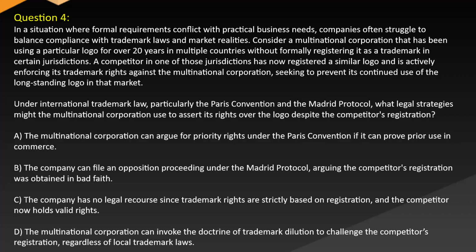Under international trademark law, particularly the Paris Convention and the Madrid Protocol, what legal strategies might the multinational corporation use to assert its rights over the logo despite the competitor's registration? A. The multinational corporation can argue for priority rights under the Paris Convention if it can prove prior use in commerce. B. The company can file an opposition proceeding under the Madrid Protocol, arguing the competitor's registration was obtained in bad faith. C. The company has no legal recourse since trademark rights are strictly based on registration, and the competitor now holds valid rights. D. The multinational corporation invokes the doctrine of trademark dilution to challenge the competitor's registration, regardless of local trademark laws.